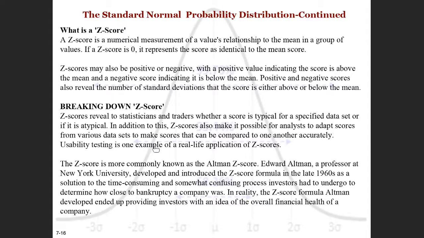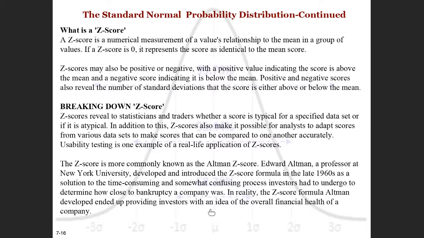In addition, the Z-score also makes it possible for analysts to adapt scores from various data sets to make scores that can be compared to one another accurately. Usability testing is one example of a real-life application of Z-scores. So the usability of some object, some utensil, whatever you want to measure, you can measure A versus B, apples versus oranges.